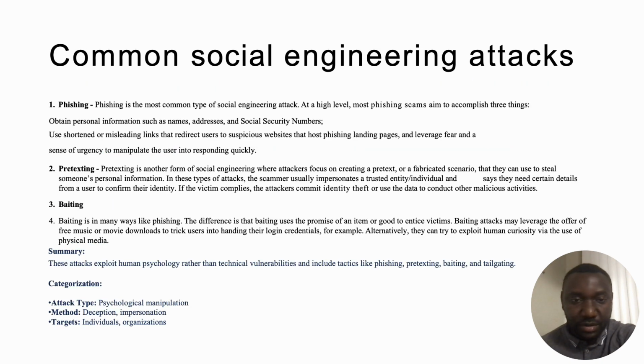And then we have the common social engineering attacks, such as phishing. Phishing is the most common type of social engineering attack. Most phishing attempts aim to accomplish three things: obtain personal information such as names, addresses, and social security numbers; use shortened or misleading links that redirect users to suspicious websites that host phishing landing pages; and leverage fear and a sense of urgency to manipulate the user into responding quickly.